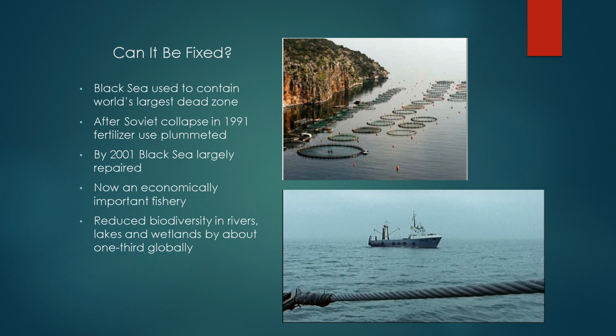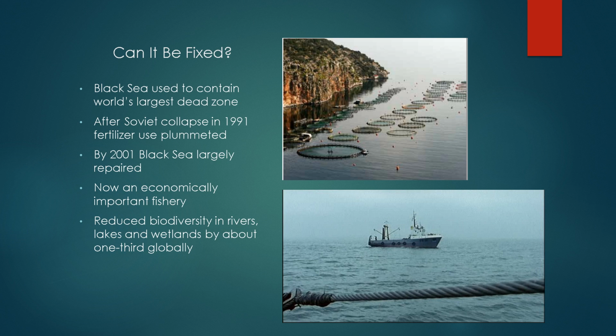The Black Sea is now a major contributor to local economies through fishing. So in some ways the damage is not irreversible, but in some ways it is. According to the United Nations, the deterioration in water quality resulting from eutrophication is estimated to have already reduced biodiversity in rivers, lakes, and wetlands by about 1/3 globally, with the largest losses in China, Europe, Japan, South Asia, and Southern Africa. The goal is simple: keep nutrients on the land and out of rivers, and by extension coastal waters.